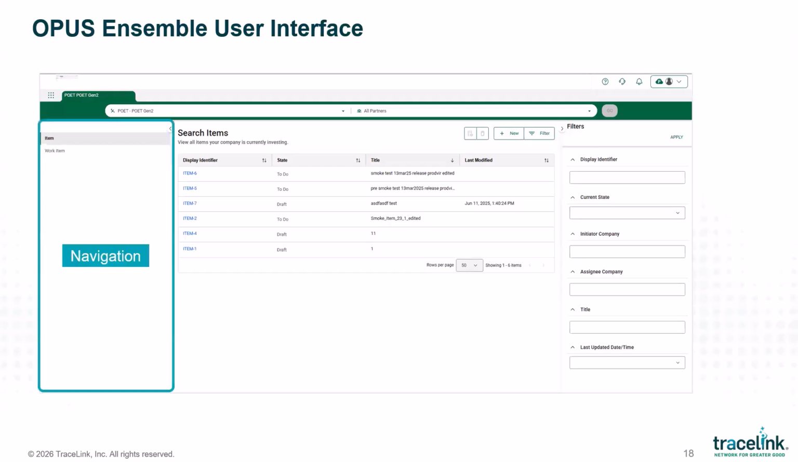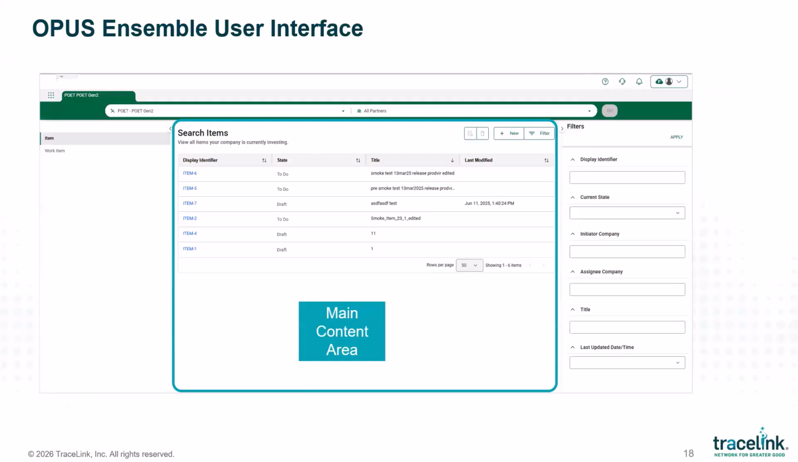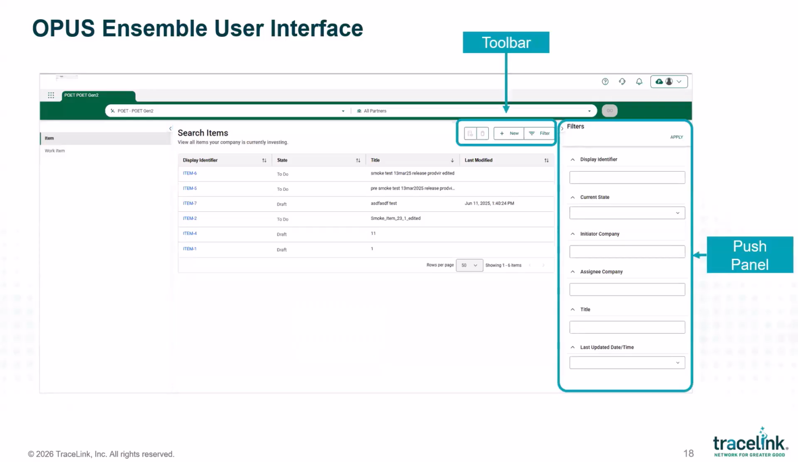The navigation. This clearly guides users to their desired solution, network, or business object, facilitating easy content exploration while enabling parallel work through tabs. The main content area. This provides a rich, interactive space for effortless engagement, whether consuming or collaborating. Toolbar and push panel provides convenient access to key actions.